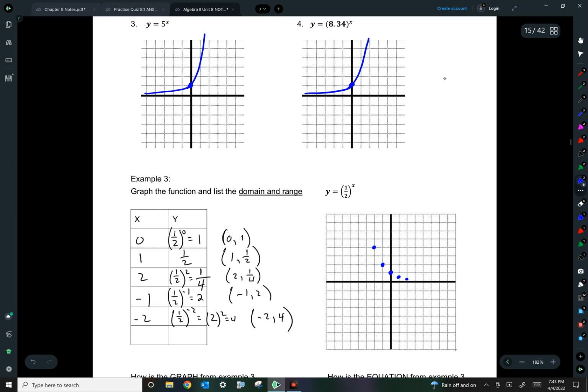Do you see what's happening? It's the same shape, but it's going the other direction, right? So it's on the right side that my graph just barely is above the x-axis, and then it comes over and it goes through those points, and then it shoots up. So it still has the same y-intercept right there at 1. It's just going the other direction. Okay, notice the horizontal asymptote is still at the x-axis, so the horizontal asymptote is still at y = 0.